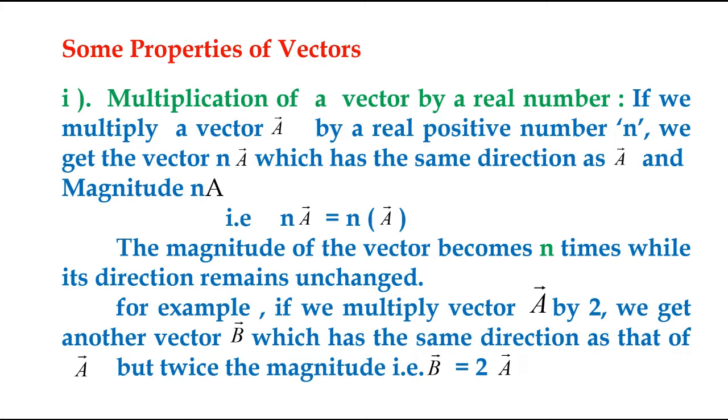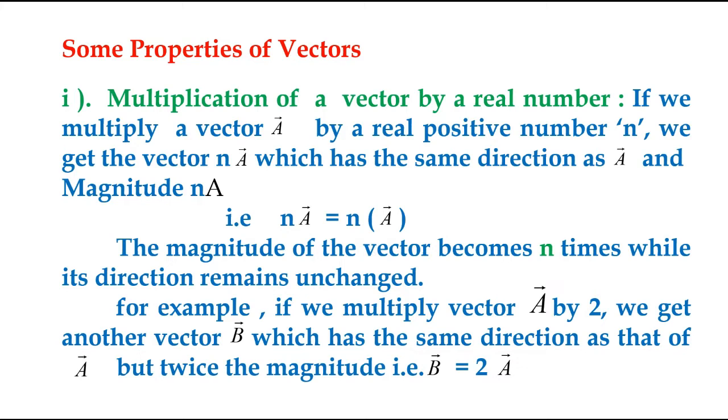If you multiply a vector a bar by a real positive number n, we get the vector n a bar, which has the same direction as a bar and magnitude na. For example, when a bar is a vector and you multiply it by a real positive number n, you get n a bar. That is also a vector. Its direction is the same as the direction of a bar and its magnitude is na. So n a bar is equal to n times a bar.